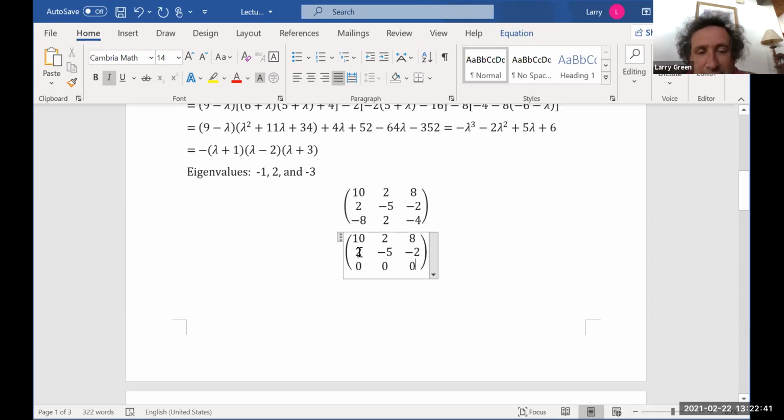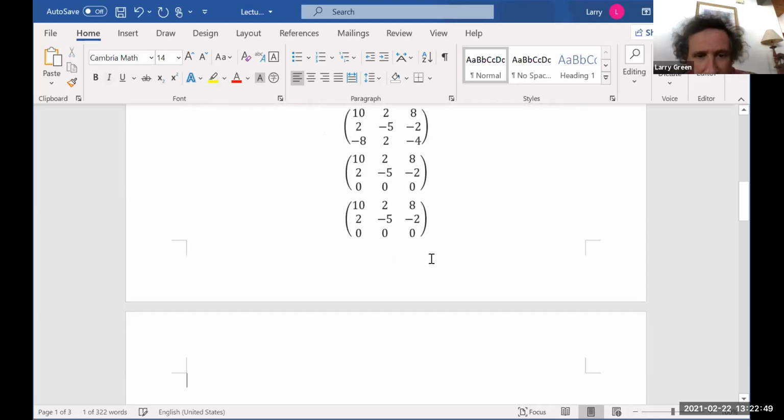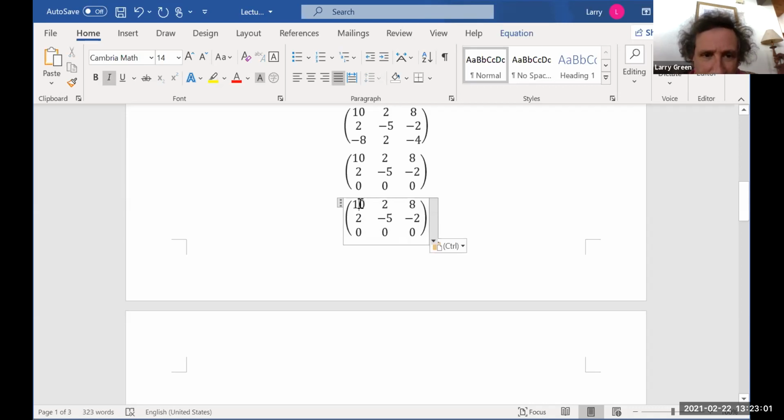Okay, then, just to make things easy, I'm going to switch the first and second rows, just so I don't have to deal with fractions. And actually, before I do that, I'm just going to zero out that 10. I'm going to multiply the second row by negative 5 and add it to the first row. So that makes that 10 a 0.